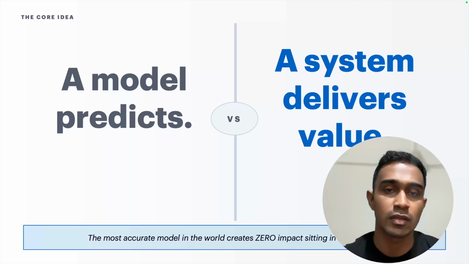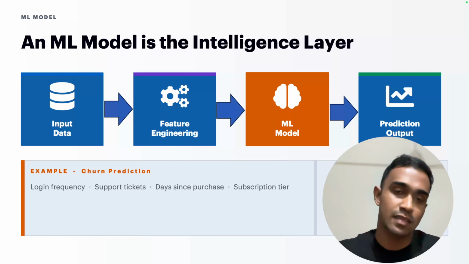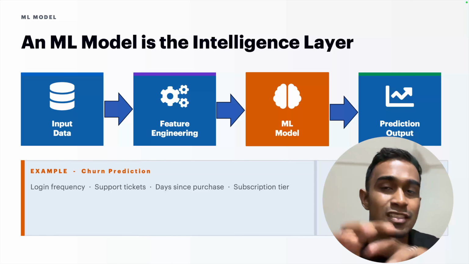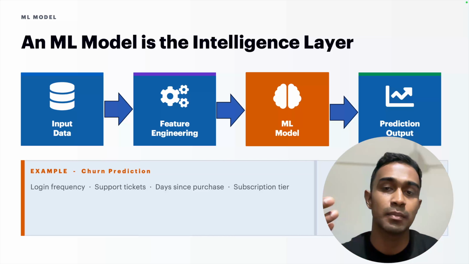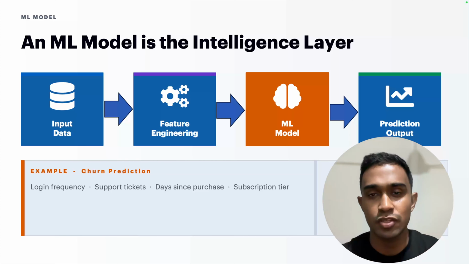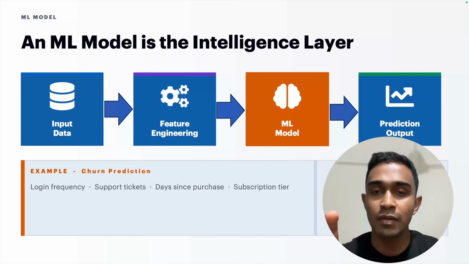Let's break it down. Let's start from the basics. A machine learning model is at its core a mathematical function. You give it some input data, it looks at the patterns it has learned, and it gives you an output. That output could be a prediction, a classification, or a score. So, how do you build one?